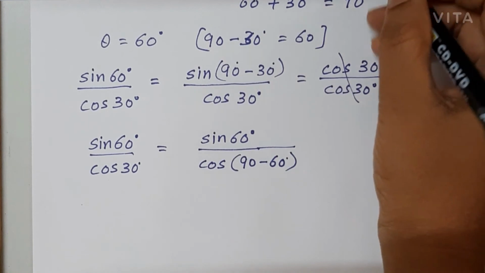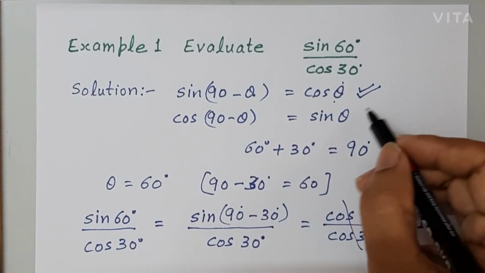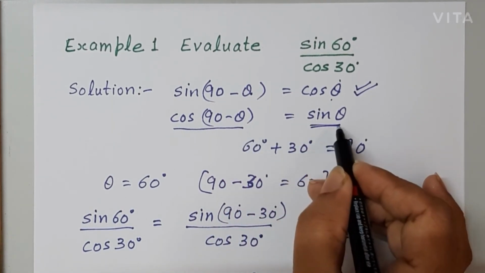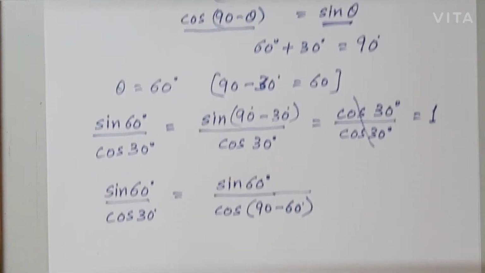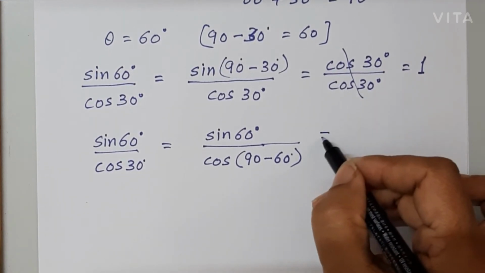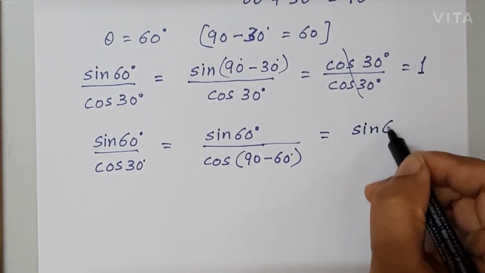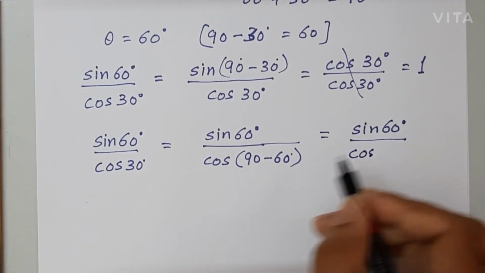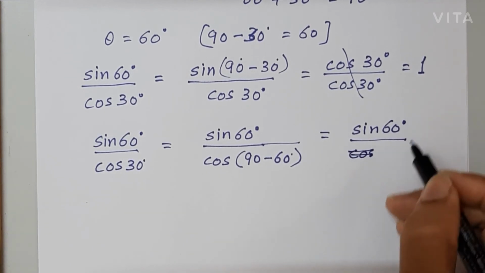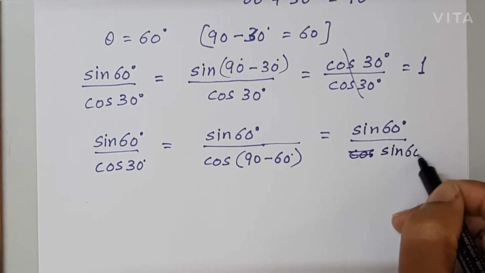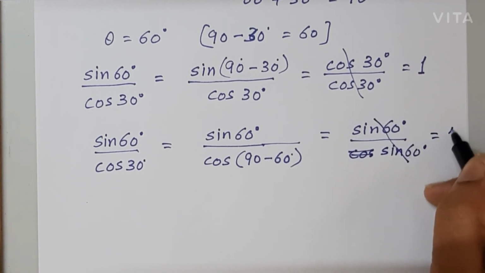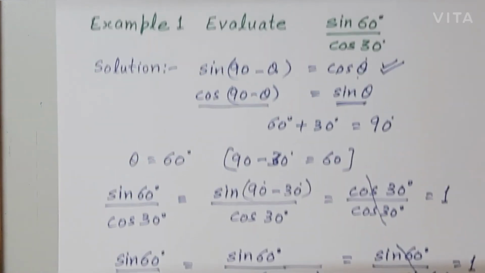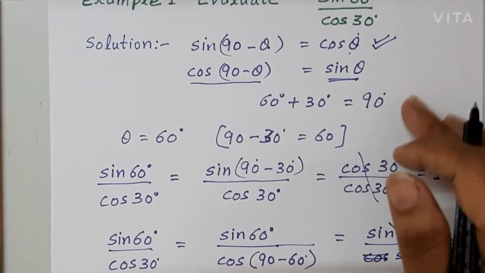So now we are going to apply the second formula. What was the second formula? That is cos 90 minus theta is equal to sine theta. So let us apply this here. So this will become sine 60 degree upon cos. Now it will not be cos now. It will become sine. Sine 60 degree. This will again get cancelled and my answer is 1. I hope it is clear to all of you now. So we have solved the same question in two different ways, right?